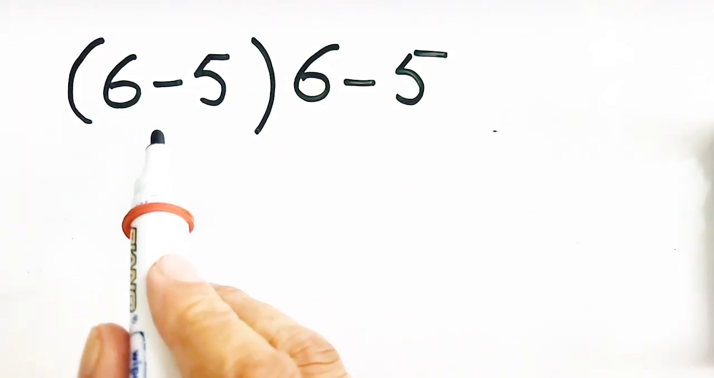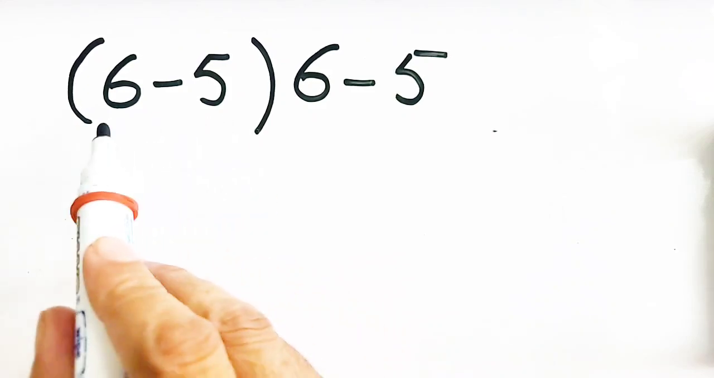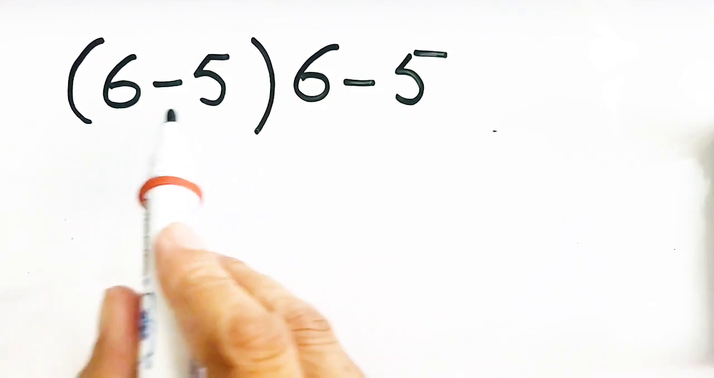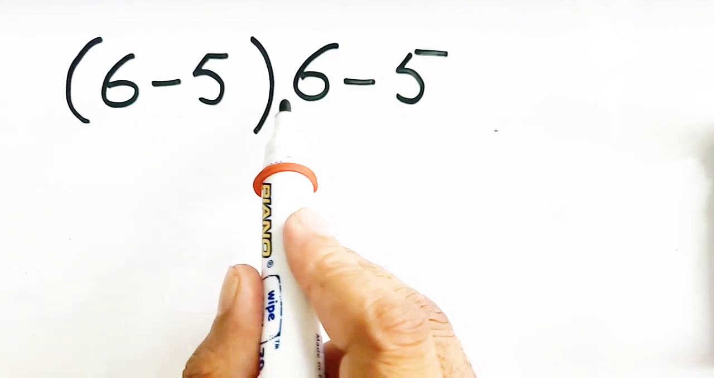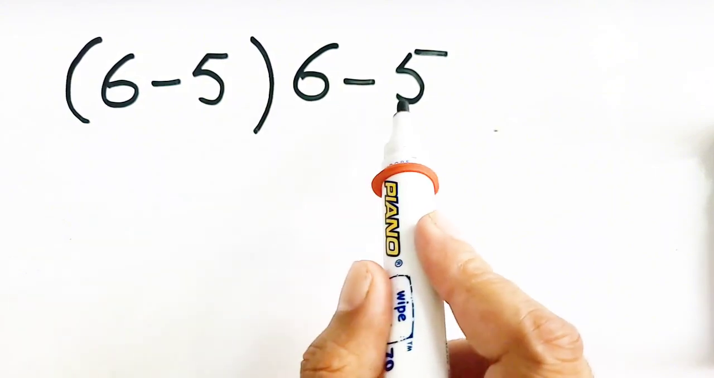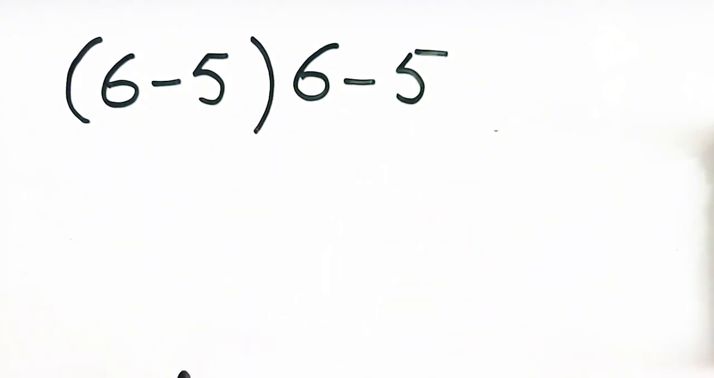I am here with a new mathematical problem: 6 minus 5 multiplied by 6 minus 5. So what is the way to solve it?